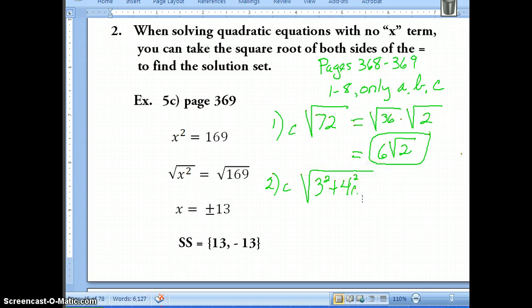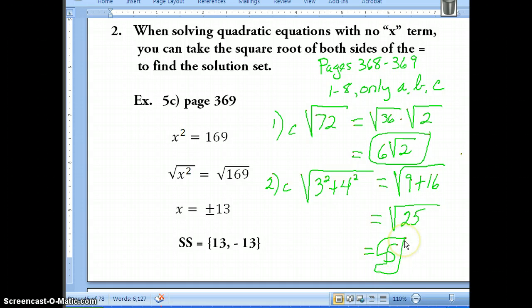Number 2C wants us to simplify the square root of 3 squared plus 4 squared. Well, we can perform the exponent work inside the radical. 3 squared is 9, 4 squared is 16. So it's the square root of 9 plus 16, which is the square root of 25, which again is a perfect square. That comes out as a 5.